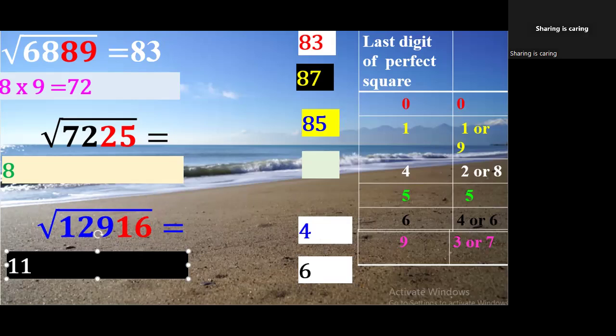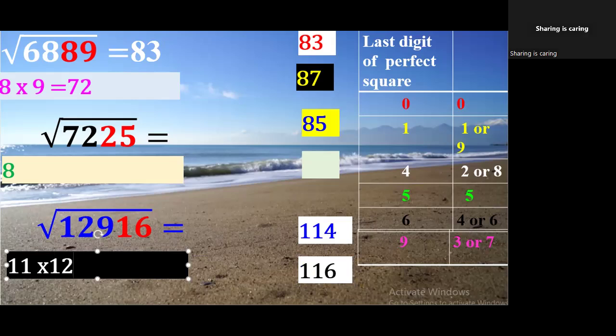12 times 12 is 144, which is greater than 129. So I will take 11. Then you have 3 digits, 11, and then 11. So the number will be what? Either 114 or 116. So you need to multiply this one by the next number. The next number is what? 12.